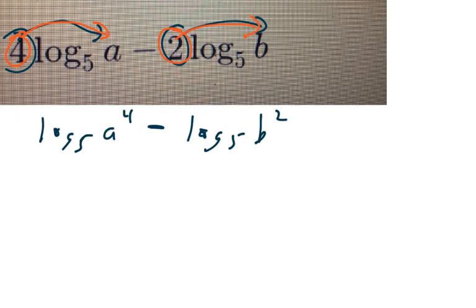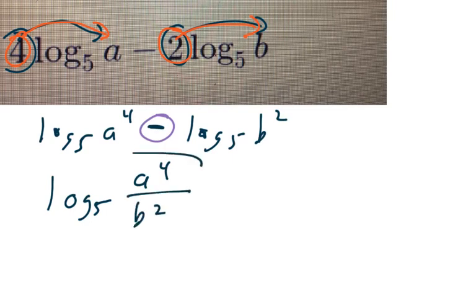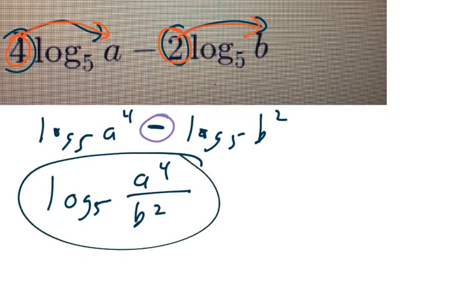Now, we have a minus here. Well, that means I'm going to take the log base 5 of a to the 4 and divide, because minus came from divide, b to the 2. And guess what? We're done. So with condensing, everything is backwards. Times becomes a power. Minus becomes a divide.